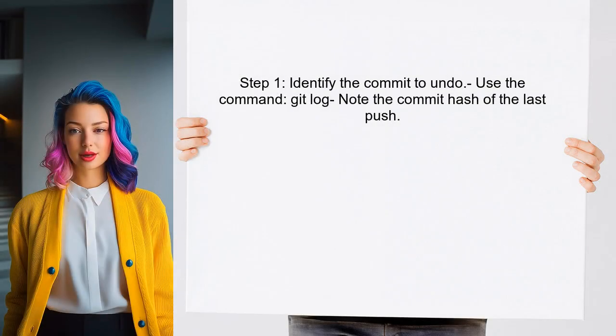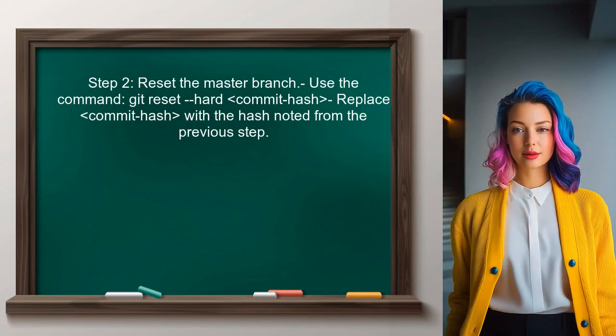To reverse the last push on GitHub, the user should first identify the commit they want to undo. This can be done by checking the commit history. Next, the user needs to reset the master branch to the previous commit. This will effectively remove the last push from the master branch.